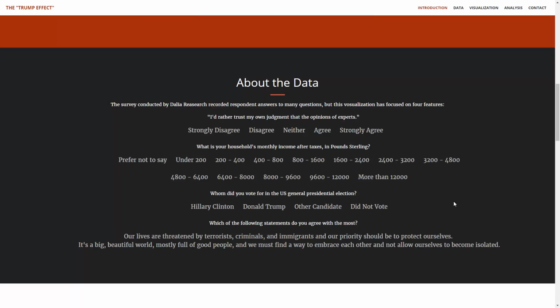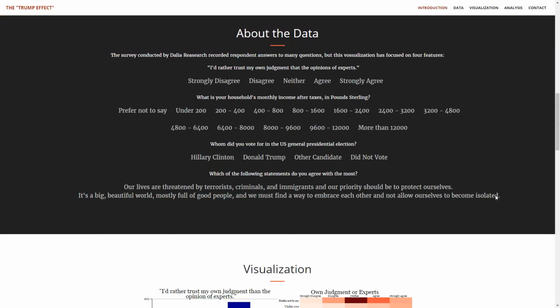So this data set was pretty large, but I focused on 4 features, and those were the responses to: I'd rather trust my own judgment than the opinion of experts, with 5 options. What is your household's monthly income after taxes in pound sterling, with 13 options. Whom did you vote for in the US general presidential election, with 4 options. And which of the following statements do you agree with the most, with 2 options.